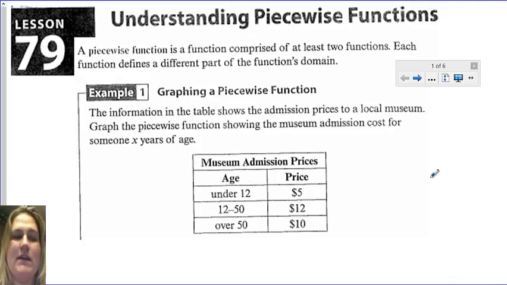Okay, what we're talking about today is lesson 79, understanding piecewise functions. A piecewise function is a function comprised of at least two functions. Each function defines a different part of the function's domain. Okay. Example 1 says graphing a piecewise function.